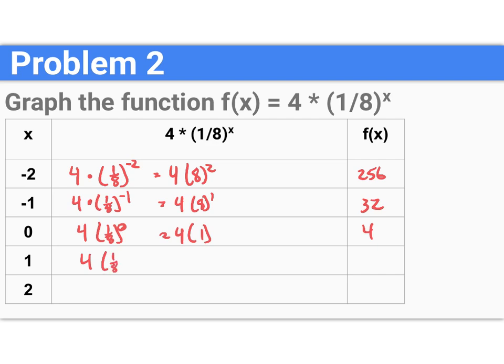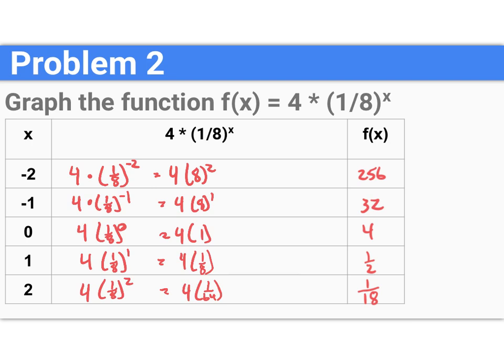Exponential functions change very quickly. 4 times 1/8, which is 1/2, and then 4 times 1/8 squared equals 4 times 1/64. And how many times is 4 going into 64? 16 times. Yep. 1/16. Okay, so to graph this, we got 0, 4, 1, 1/2, and then very large numbers.